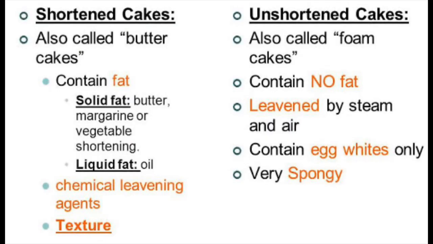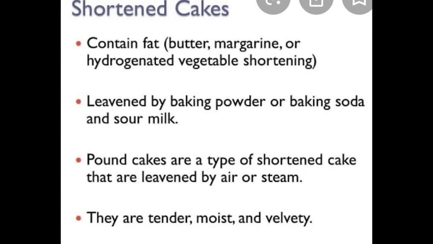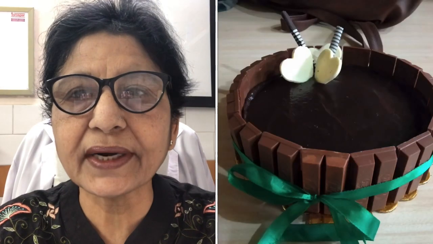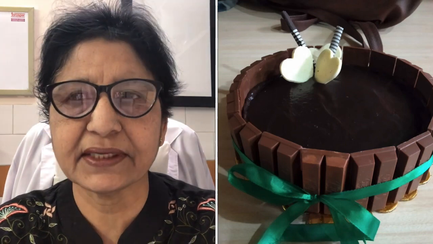First of all, I would like to tell you that there are two types of cakes. One is shortened and another one is unshortened cake. Shortened means use of shortening, use of fat. These types of cakes contain shortening as an essential ingredient and they are leavened with baking powder. Examples of leavened, shortened cakes are chocolate cake, pound cake, etc.